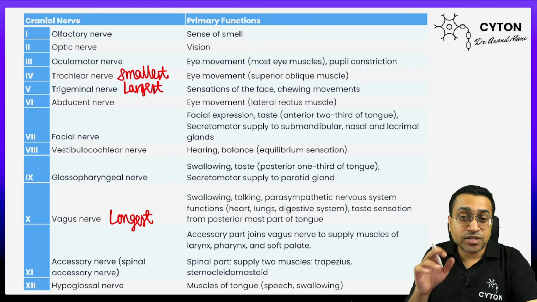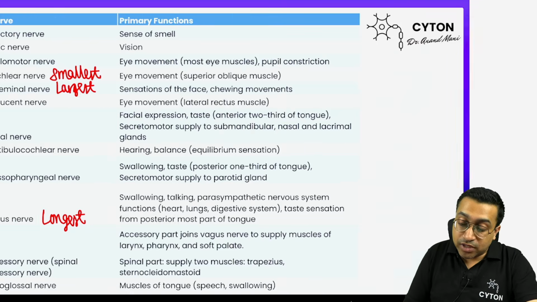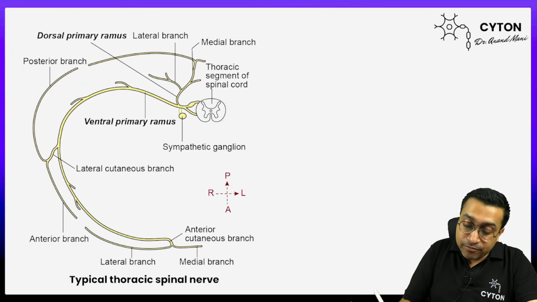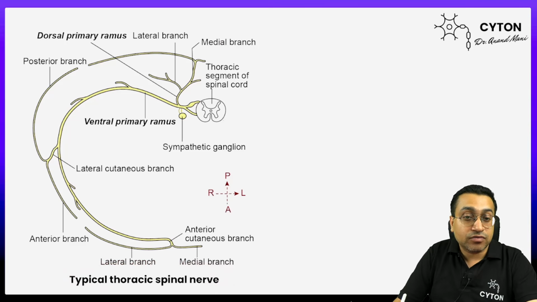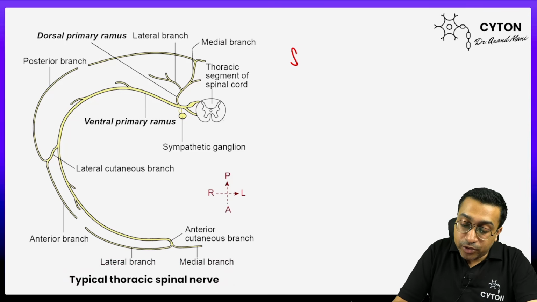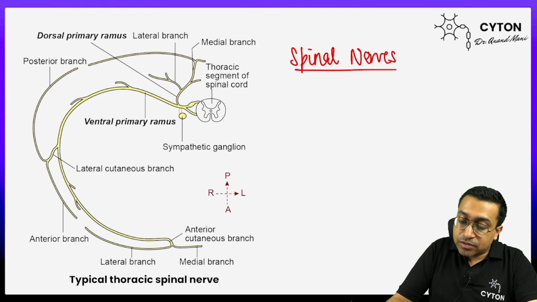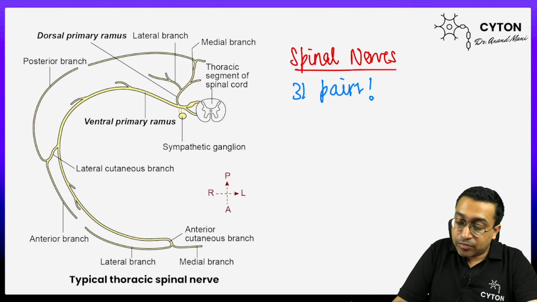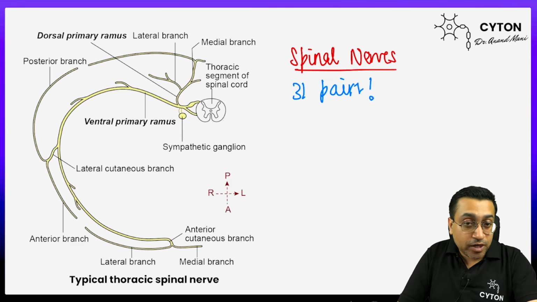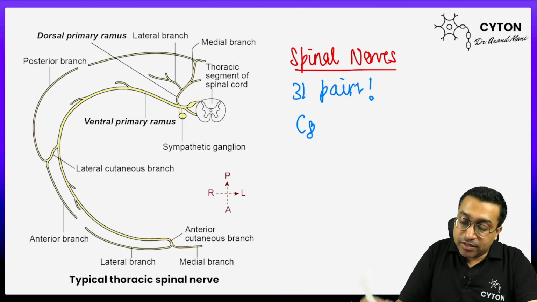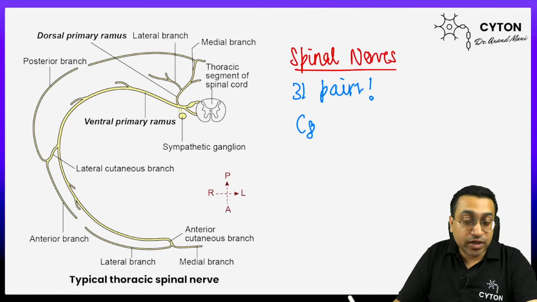All spinal nerves supply the skin except the first cervical spinal nerve. Then we come to this image, which shows us a typical thoracic spinal nerve. How many spinal nerves are there? There are 31 pairs of spinal nerves which arise from the spinal cord. There are 8 in the cervical region, that is C1 to C8. Then you have thoracic, 12 pairs. Then you have lumbar, 5 pairs.